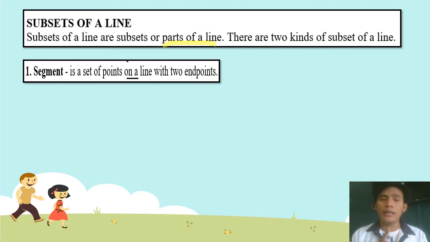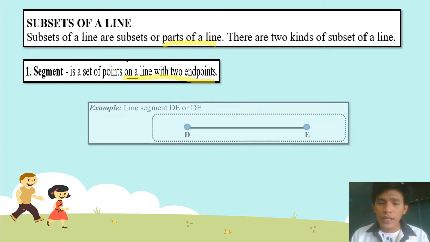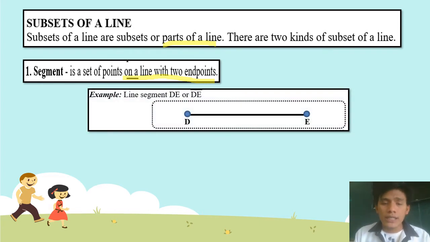When we say segment, it's a set of points on a line with two endpoints. So two endpoints. Example, line segment DE. So from point D to point E, it is already considered as segment DE.